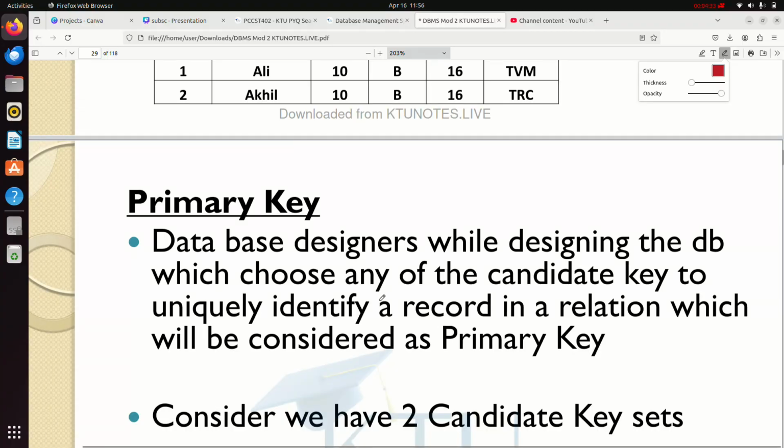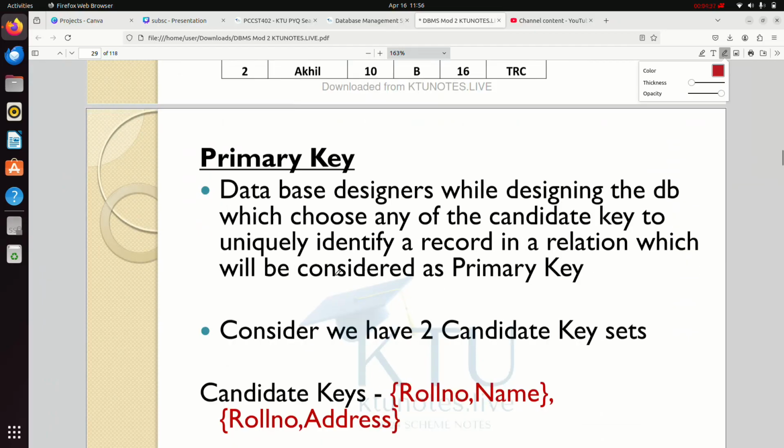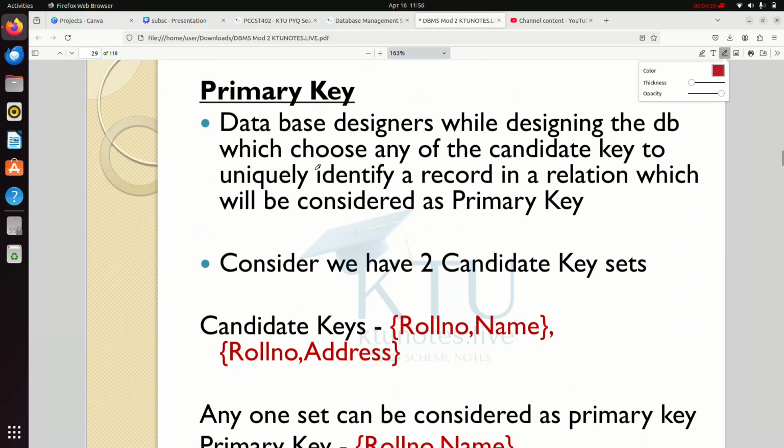Now the primary key. While designing the database, database designers choose any one of the candidate keys to uniquely identify a record in a relation, and that is considered the primary key. There will be some candidate keys, so what database designers do is take any one of the candidate keys.